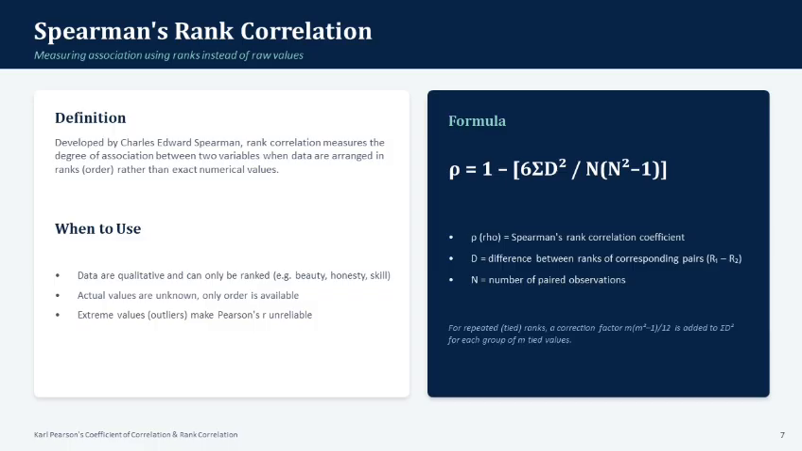The formula for Spearman's rank correlation is rho is equal to 1 minus 6 into summation d square divided by n into n square minus 1, where d is the difference between ranks of corresponding pairs, R1 minus R2, and n is the number of paired observations. For repeated ranks, a correction factor m into m square minus 1 by 12 is added to summation d square for each group of m tied values.